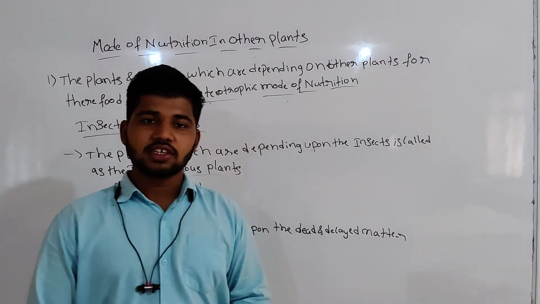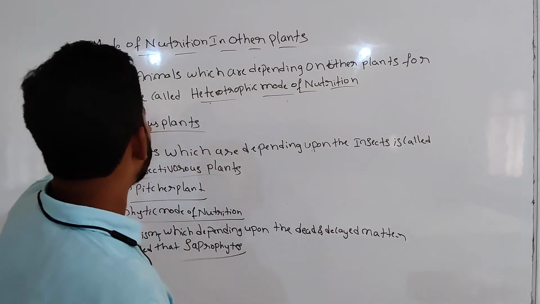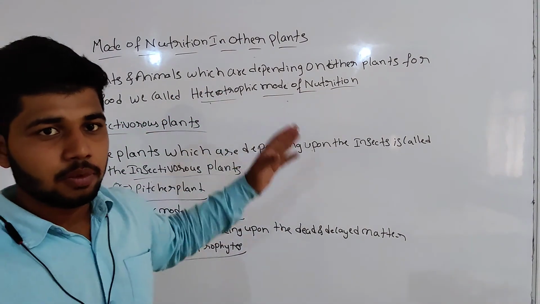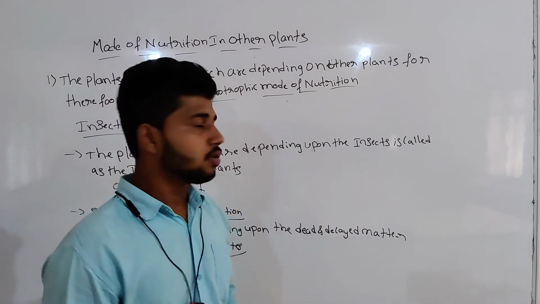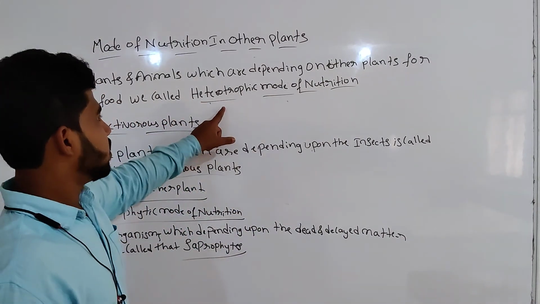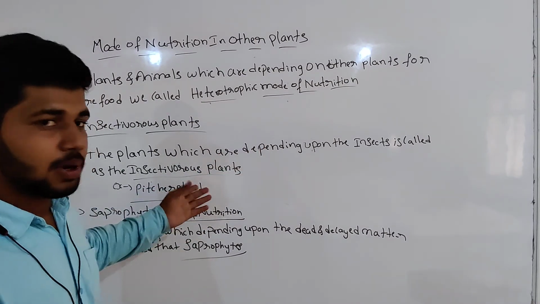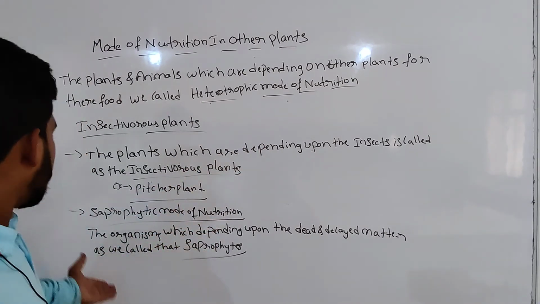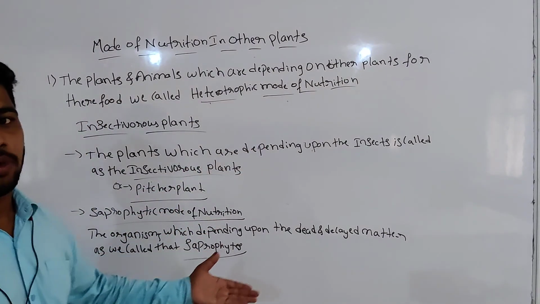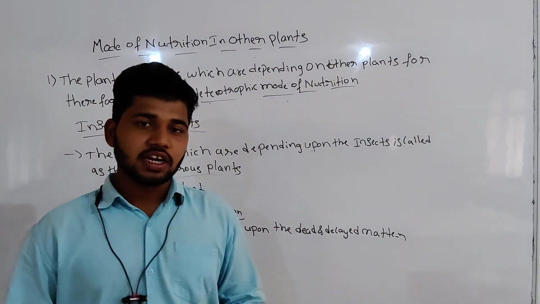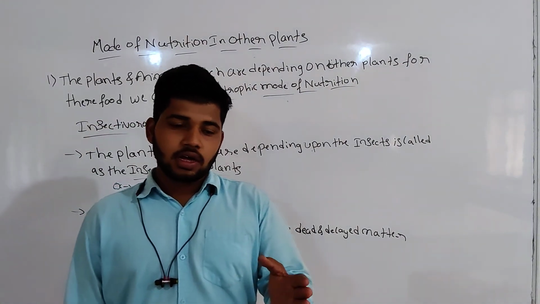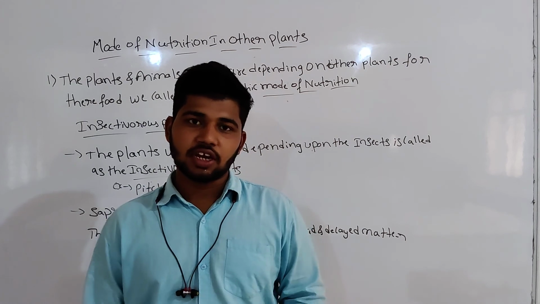In today's class, we learned the mode of nutrition in other plants which do not have chlorophyll. What is the heterotrophic mode of nutrition, and what are insectivorous plants? Example, the pitcher plant, which we already gave in today's class. And what is the saprotrophic mode of nutrition, or saprophytes? In the next class, we will discuss lichens, in tomorrow's class. Thank you.